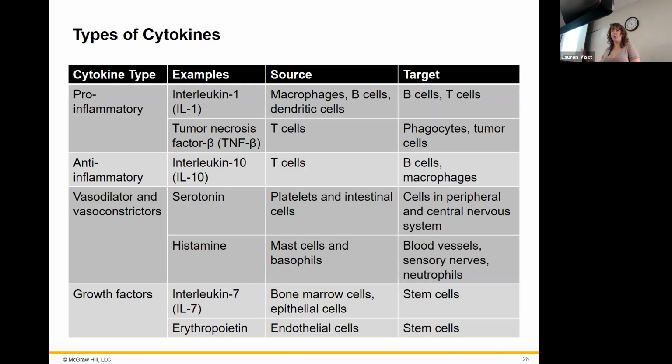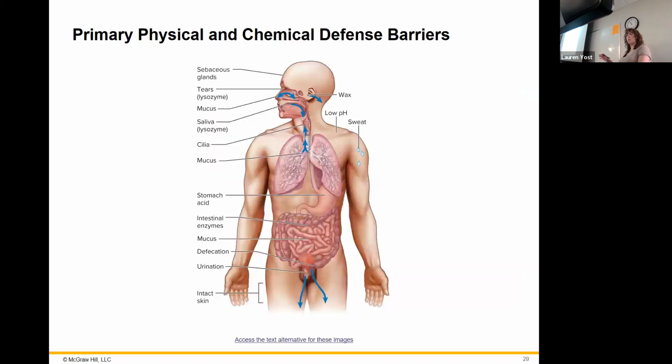So we're not going to go over each one, but there are some examples here we could point out. Things like interleukin, tumor necrosis factor, histamine, right? We know this one quite well. A lot of these, you've probably heard of some form or another of them, but they usually function in our immune system, especially with the inflammatory response.